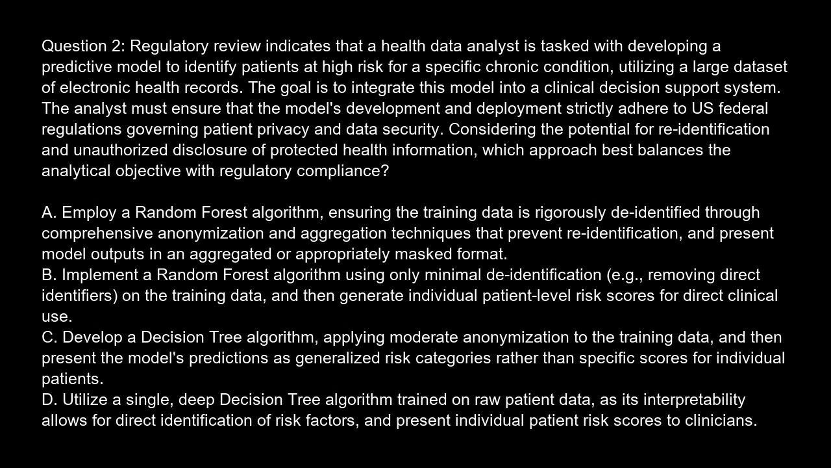Option C. Develop a decision tree algorithm, applying moderate anonymization to the training data, and then present the model's predictions as generalized risk categories rather than specific scores for individual patients. Option D. Utilize a single, deep decision tree algorithm trained on raw patient data, as its interpretability allows for direct identification of risk factors and present individual patient risk scores to clinicians.